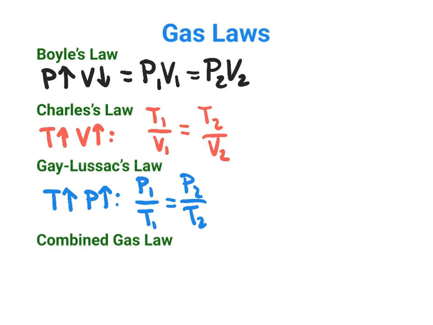And finally, we can actually put all 3 of these together in what's known as the combined gas law. And this says that pressure and temperature, and volume and temperature vary directly, like Charles and Gay-Lussac, and that pressure and volume vary inversely. So the way we write it is P1V1 over T1 equals P2V2 over T2.